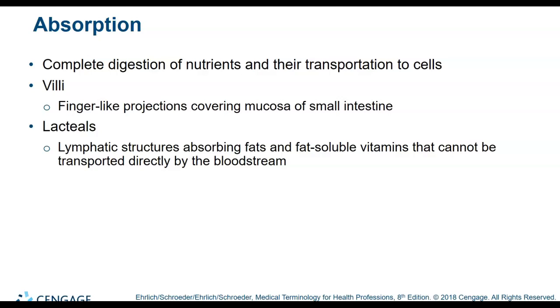The lacteals that are there are lymphatic structures that actually absorb fats and fat-soluble vitamins that can't be transported directly into the bloodstream. We need them, but we can't get those fats or fat-soluble vitamins through the membranes. So those lymphatic structures pull those in, so they can be used in a different way. This is where issues take place with nutrition.